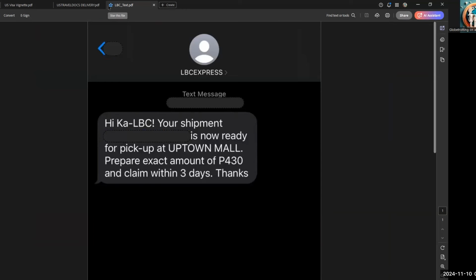Applicants may opt for door-to-door delivery when they schedule their appointments, but we decided to pick up our passports at an LBC branch since it's convenient for us to do so. Upon pickup, LBC required us to pay 430 pesos each.